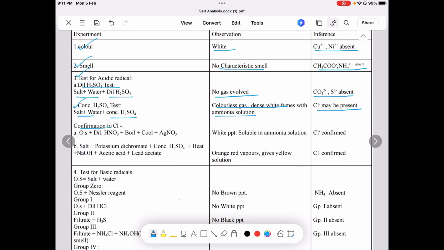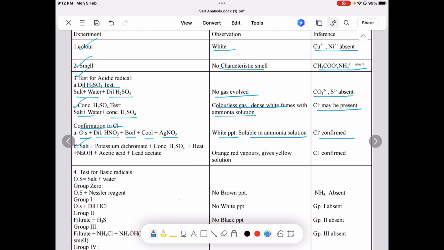Then for confirmation of chloride, we perform a silver nitrate test. To the water extract, we add dilute HNO3, then we boil, cool, and then add silver nitrate solution. White precipitate of silver chloride, which is soluble in ammonia. This confirms the presence of chloride in a given salt.